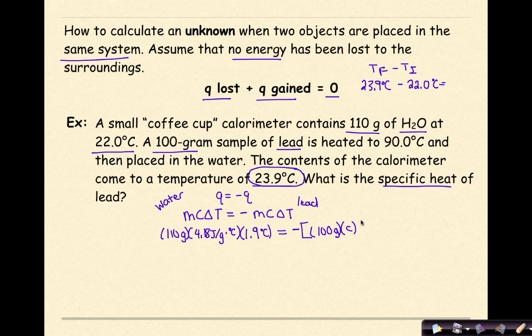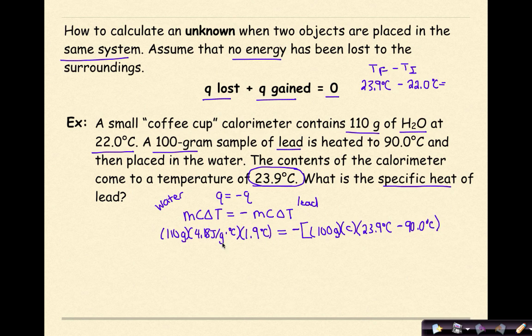And again, we have a change in temperature. So my temperature final will be the same thing as it is for the water, 23.9 degrees Celsius. And then my initial temperature of the lead is stated right here. Sample of lead is heated to 90 degrees Celsius. So my initial temperature of the lead is 90 degrees Celsius.